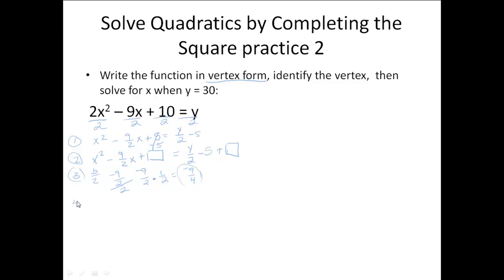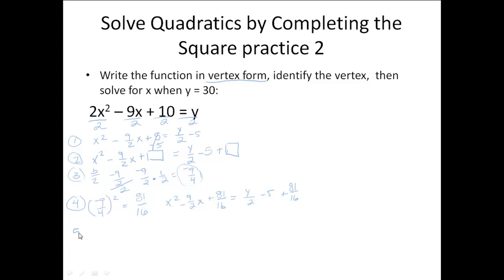And then step 4, we need to square that. So negative 9/4 squared gives me 81 over 16. That's the value that's going to go in that box. So as of right now, my equation looks like x squared minus 9 over 2x plus 81 over 16 is equal to y over 2 minus 5 plus 81 over 16.